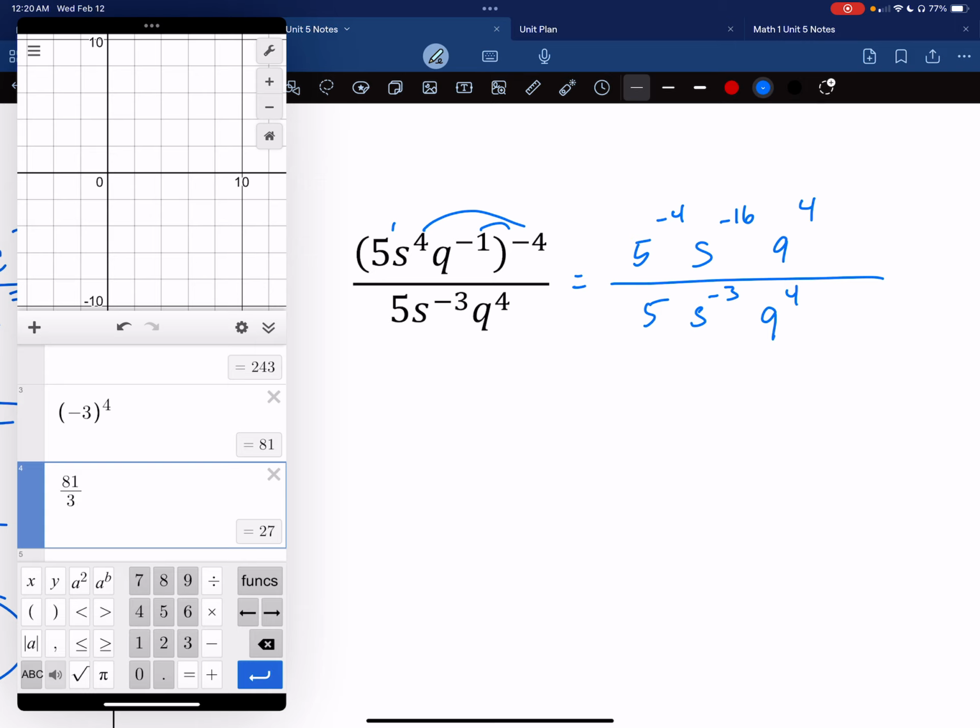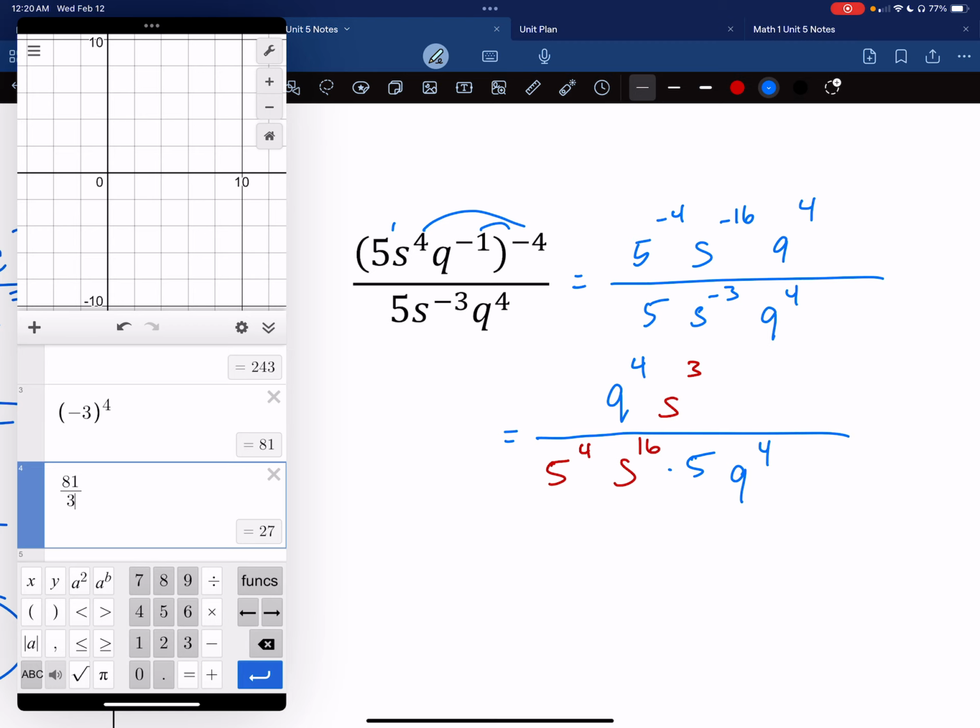Okay, so I'm going to move the negative exponents. So we're going to get something that looks like this. I'm going to move 5 to the 4th power down. I'm going to move s to the 16th power down. I'm going to leave q to the 4th power on top. And then we're going to have just 5. And we're going to move s to the 3rd power. And we're going to have another q to the 4th power.